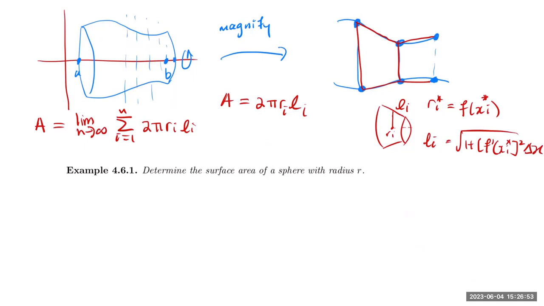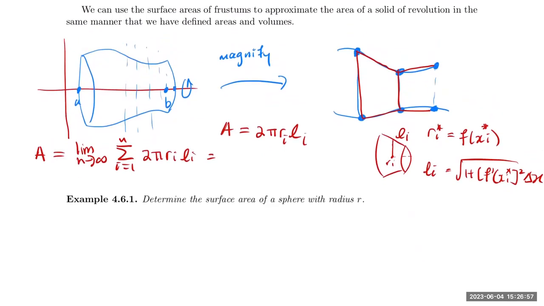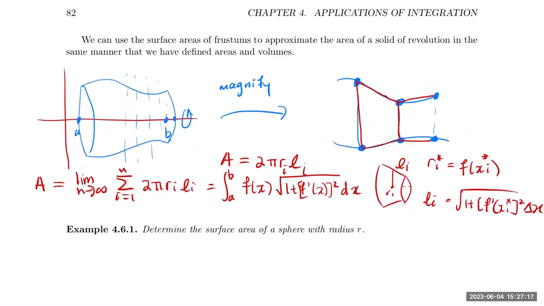Well, it turns out that the surface area of a solid can just be given by the integral from a to b of the function f(x) times the square root of 1 plus f prime of x, whole thing squared, and whole thing square rooted, dx. So that is going to be the surface area.